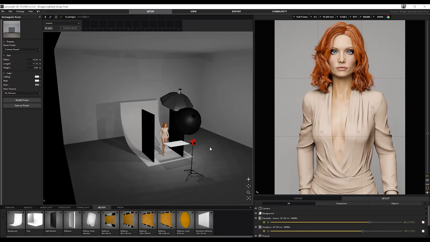So something I've also done is I've used two collapsible reflector frames and draped them with thick black fabric to create negative fill to the sides of the models. This really helps to define the jaw lines and create a little bit more contrast in the image.